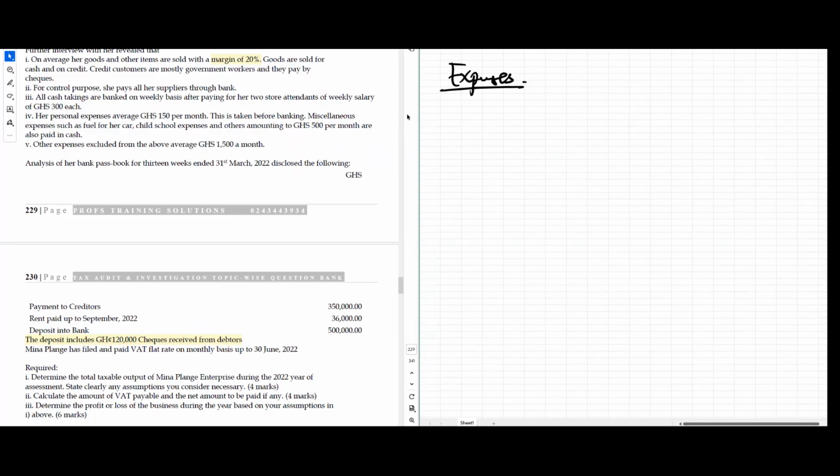So whatever she puts in the bank is after she pays what? Their weekly salary of what? 300. So that means staff salary. How much is she paying? 300 per week. Calls me and says I want a recommendation. Hey, I don't know how many weeks are in a year. So what am I going to write? It's going to be generic. So, staff salary, how many weeks?